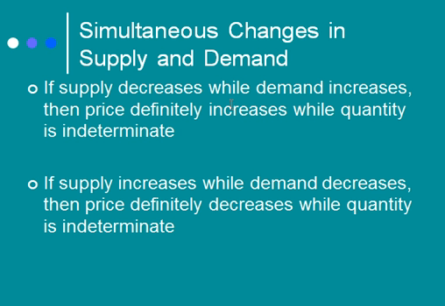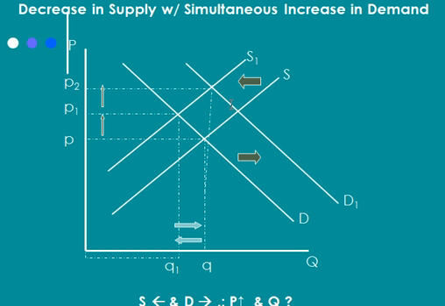If one or the other increases or decreases, the price is definitely going to increase or decrease, and then we really can't determine the quantity. Some visuals here. We know for sure that if one decreases and the other increases, so supply decreases and demand increases, the price is going to go up, for sure. But we're still not sure what the quantity is going to be. So quantity is going to be a question mark.